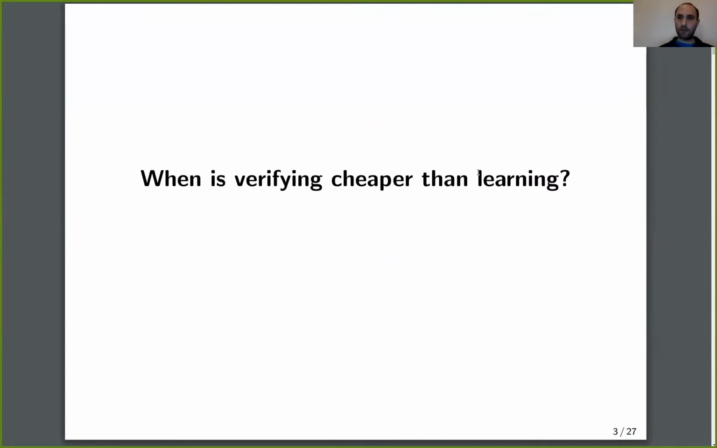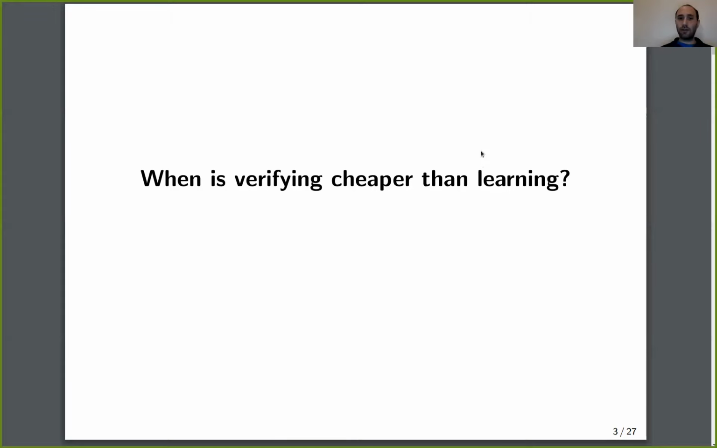What I mean by this is the following. We're all familiar with the idea that sometimes solving a certain problem can be harder than verifying a solution provided by someone else. That's, of course, a central theme in computational complexity, the P versus NP problem, and so on. But what about supervised machine learning? Are there supervised machine learning problems where finding a good hypothesis is hard, but verifying a hypothesis provided by someone else is easy?